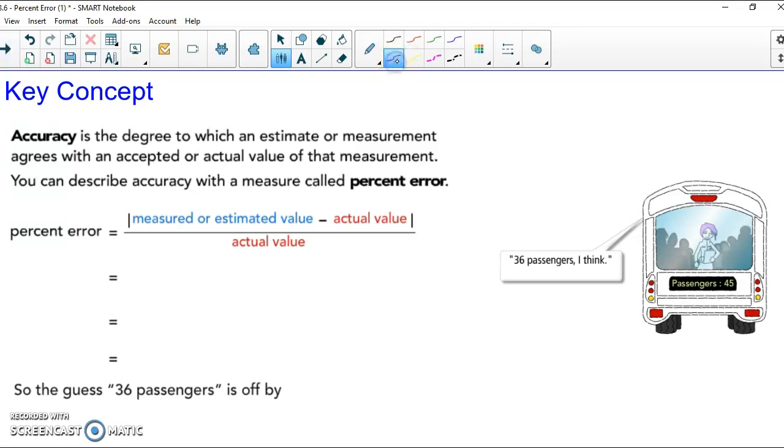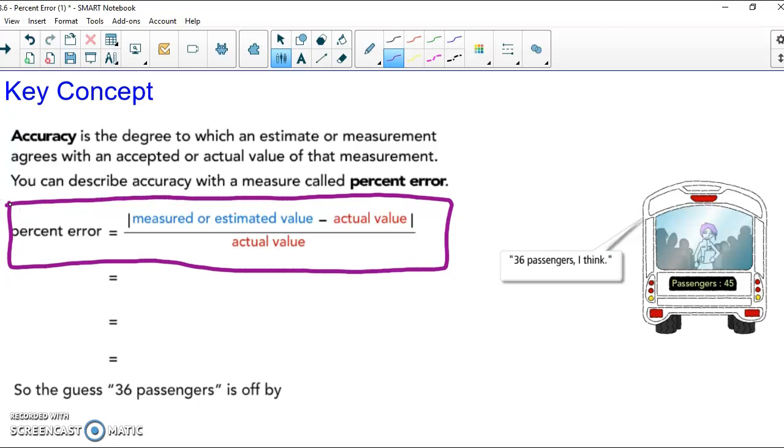So we have a formula, of course, to help us. Our formula says that we're going to take the absolute value, so percent error is always going to be positive, and we are going to subtract the actual value from the measured or estimated value. Then we divide always by the actual value. So we're really just finding the difference between the estimated value and the actual, and then dividing by the actual.